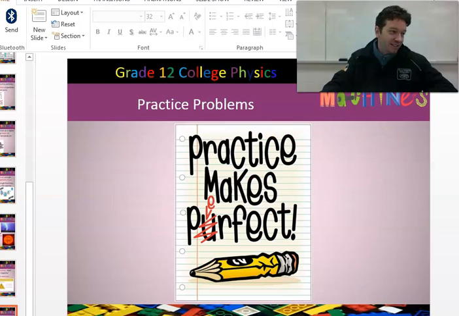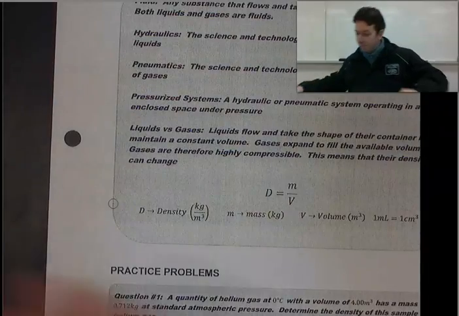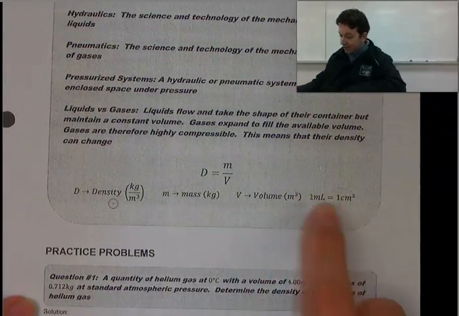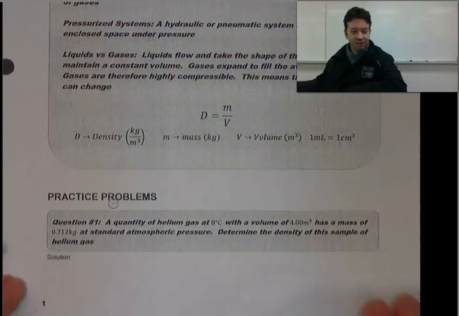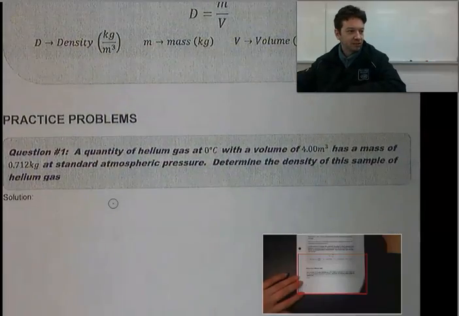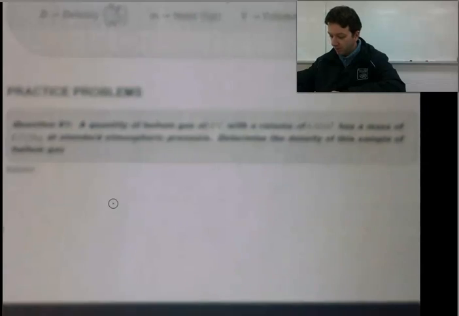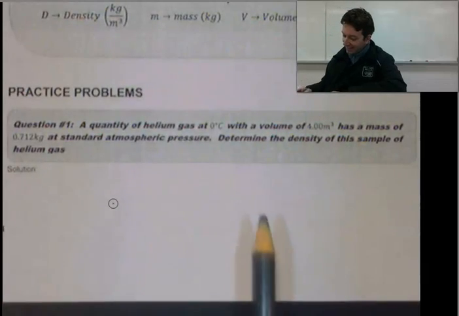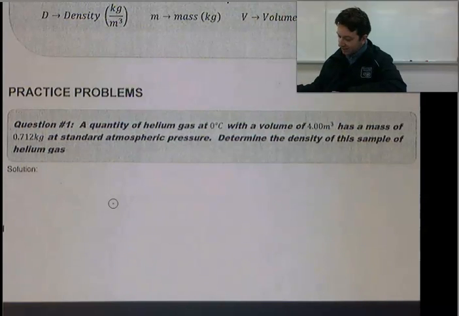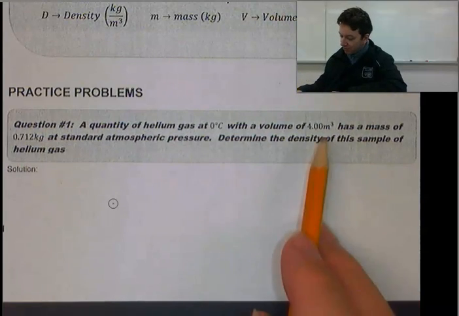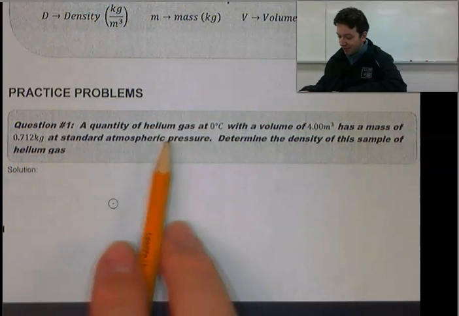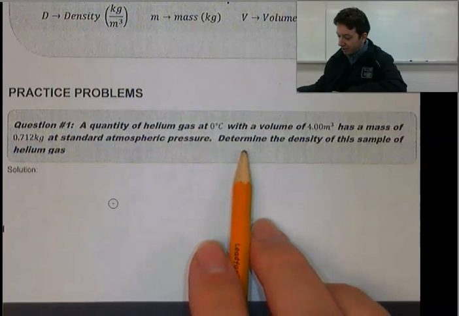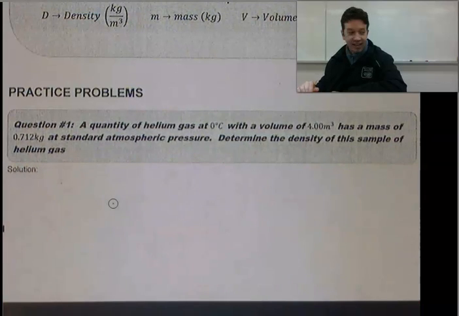Speaking of handouts, let's go to our handout and try a practice problem with density. So here's the comparison I told you. 1 milliliter is the same as 1 cubic centimeter. So our first question says a quantity of helium gas at 0 degrees Celsius with a volume of 4 cubic meters has a mass of 0.712 kilograms at standard atmospheric pressure. Determine the density of this sample of helium gas.